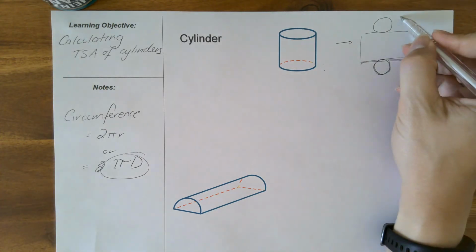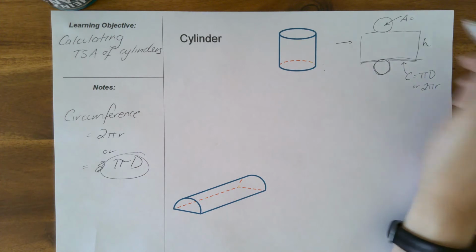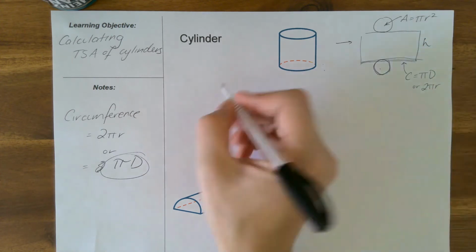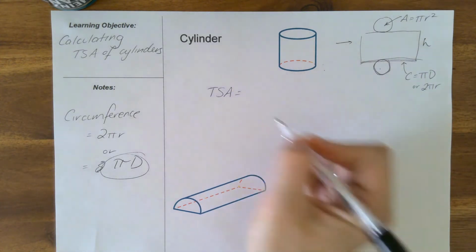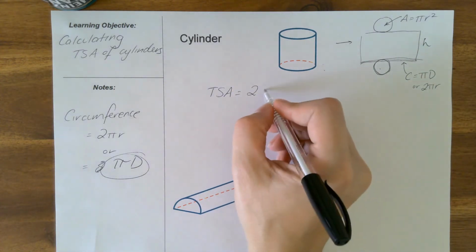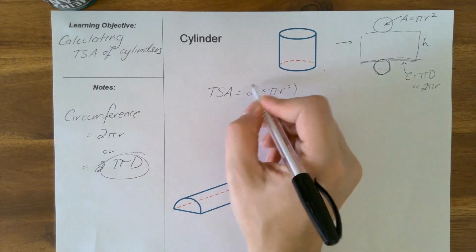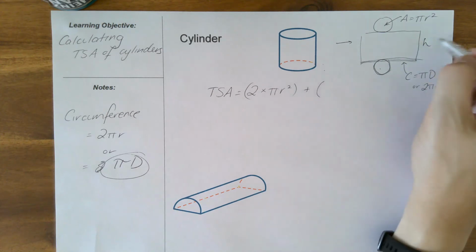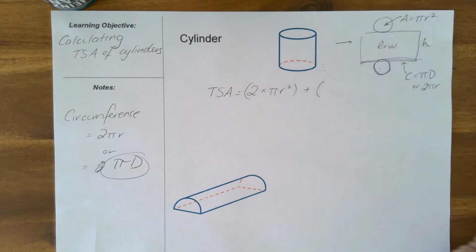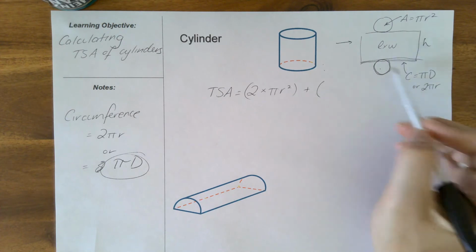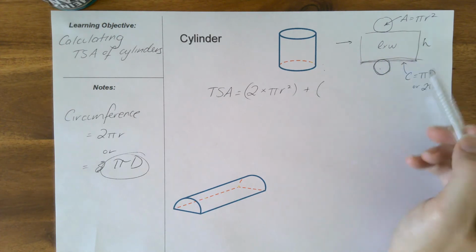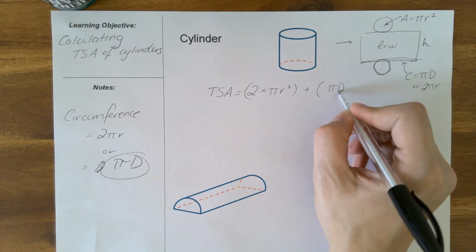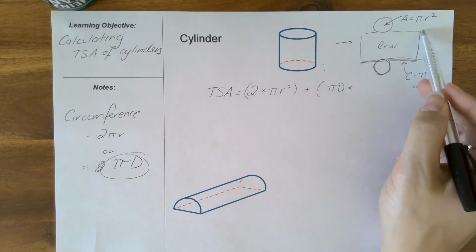So we also know that the area of the circle is pi r squared, and we have two of them. So if we looked at our total surface area, we have two of the circles, so 2 times pi r squared, plus this rectangle here. Now this rectangle in any other circumstance would be length times width, right? But in this case our length is the circumference. So instead of writing length times width, we're going to write circumference, pi d, times the width. In this case it is our height.